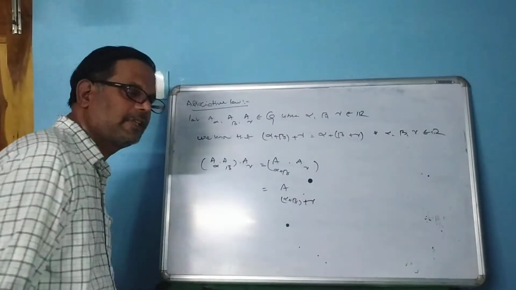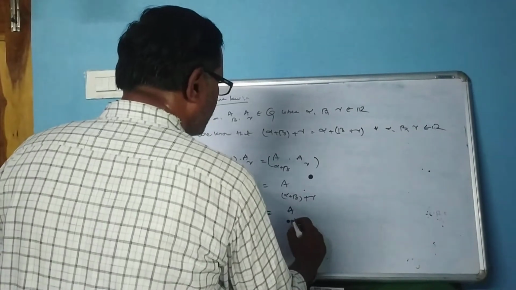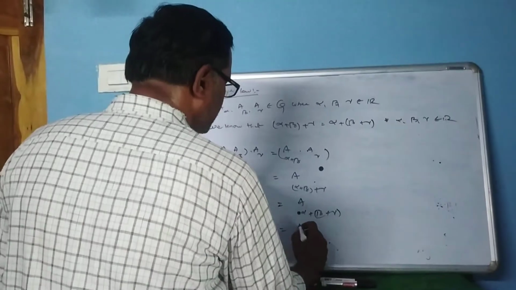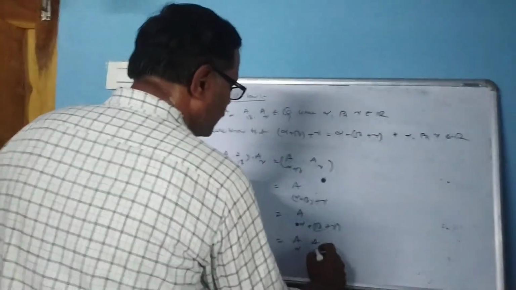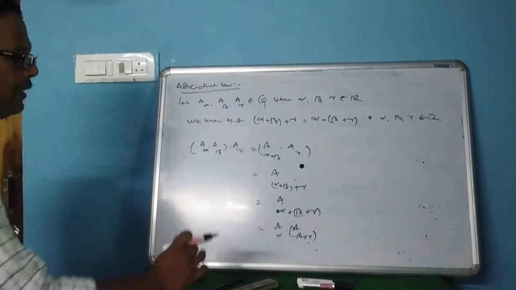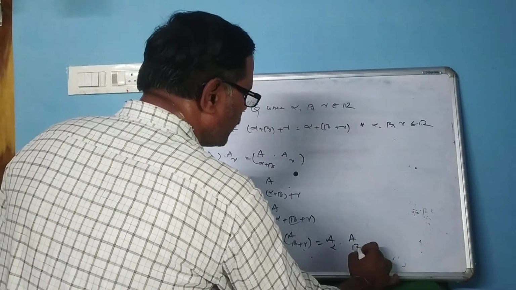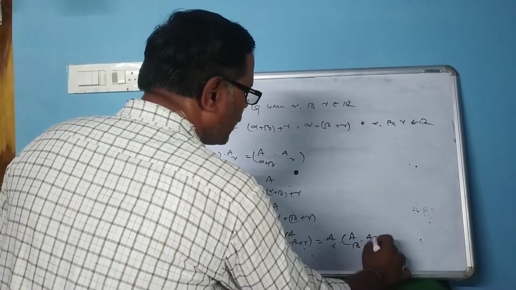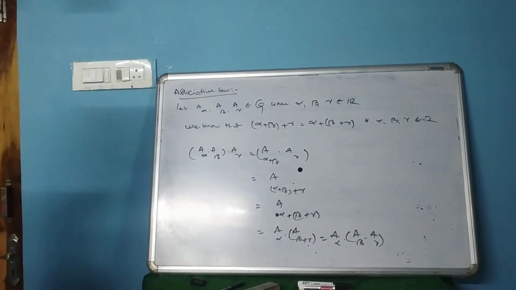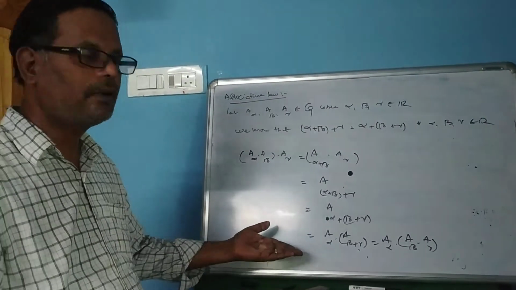A alpha plus beta plus gamma. Similarly, this I wanted to write like A beta plus gamma. This is A alpha into A beta plus gamma. This becomes A alpha into A beta into A gamma. Therefore, matrix multiplication is associative on G.